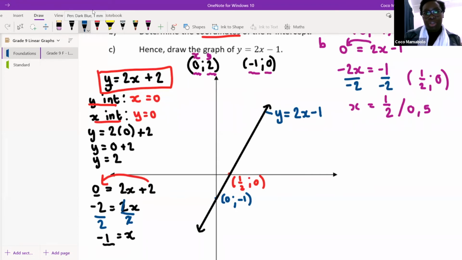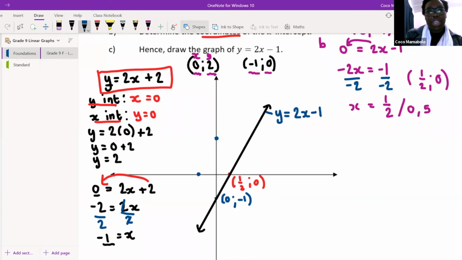And I'm going to go to my y-axis, or my y-intercept, and I'm going to go to y is 0 and 2. There's my y-intercept there. And my x value is -1 and 0. So that would be -1 and 0. It would be over there.